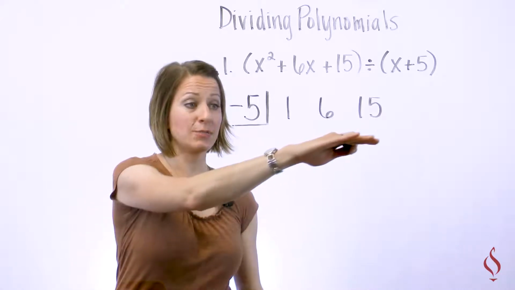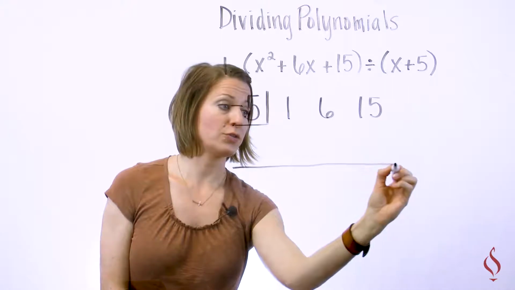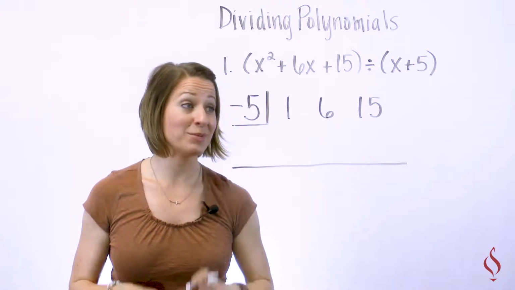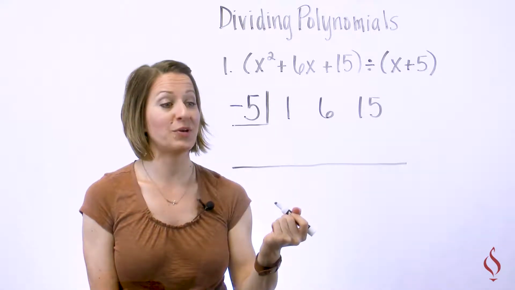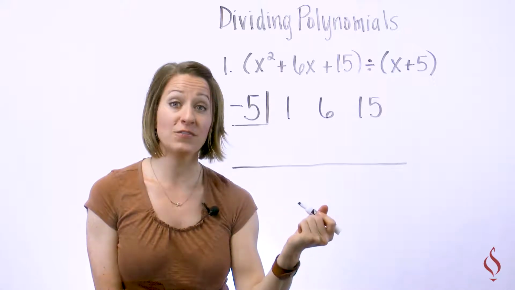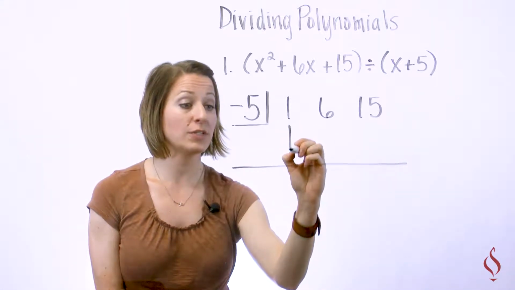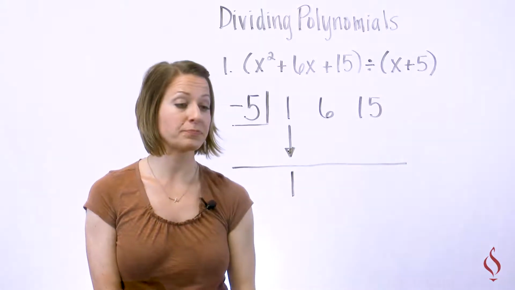Then you're going to skip a space, and draw a straight horizontal line. Okay, now the problem is officially set up. It looks really different than the kind of division that you may be used to, but let's get started. The very first step is you are going to take the coefficient of the first term. You are simply going to drop it down to below this line.